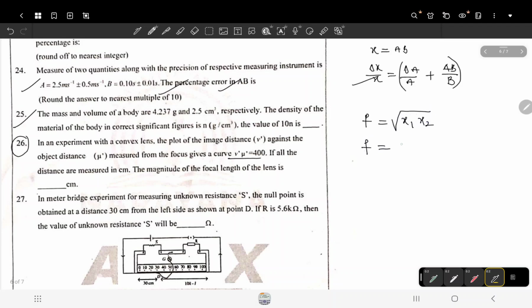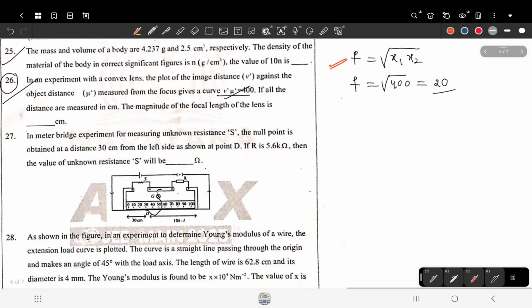You have f is equal to under root of x1 x2, given as 400, right? Therefore that will be under root of 400, that will be equal to 20. That's the answer for this 26. That was easy. So this formula will be direct. Hope you remember this formula, because that is a direct formula. Please keep that in mind at least now. Right. Question number 27, the geometry bridge, it's also like a direct formula.